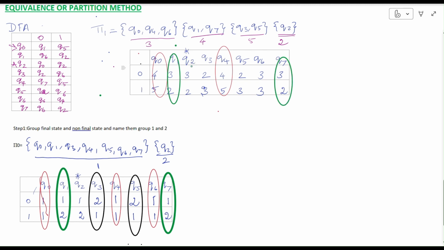Then Q2 is not taken for comparison because it is already separated, as it is the final state. Q3 is of 2, 3 and Q5 is of 2, 3. Now Q6 is remaining as a separate term. Okay, so now write down the partition.